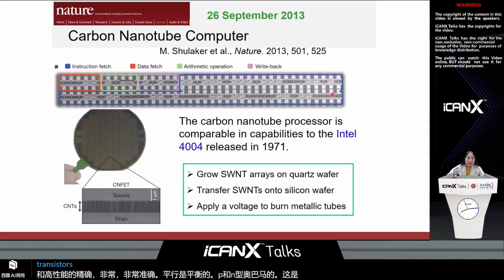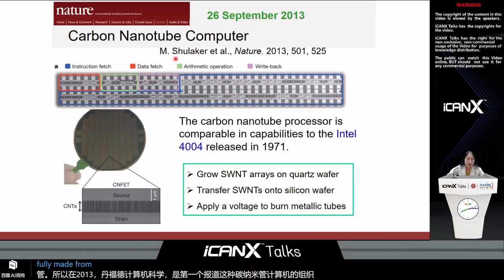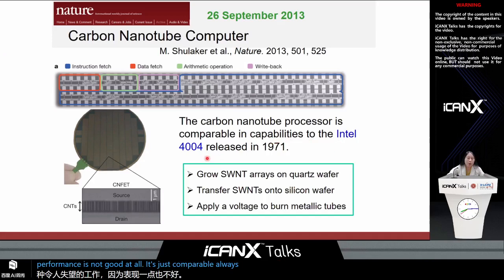In 2013, a group in Stanford Computer Science first reported this carbon nanotube computer. This computer is fully made from carbon nanotubes serving as the channel materials. When this report came out, people were really excited. But when you carefully check the performance of this computer, it's kind of disappointing, because the performance is not good at all. It's just comparable with the Intel 4004 released in 1971. So that's already more than 30 years behind silicon techniques.